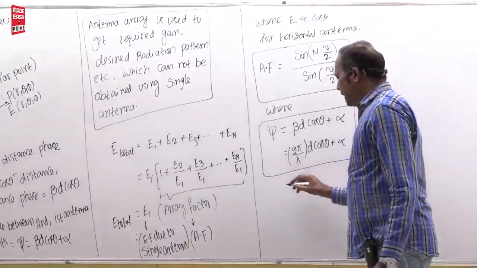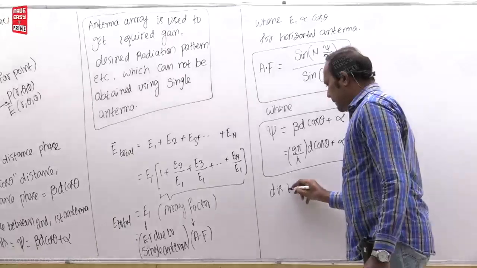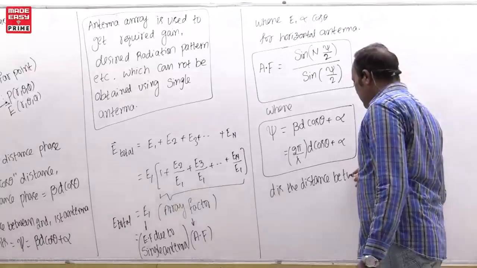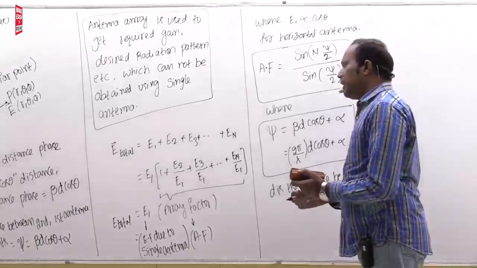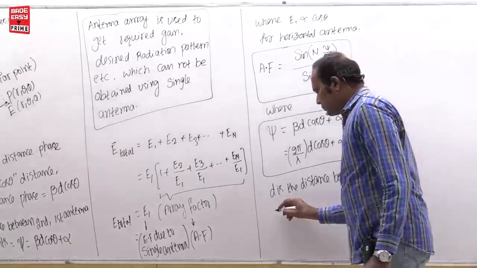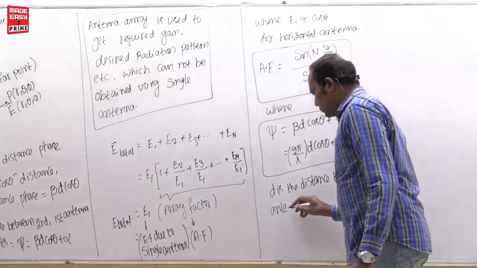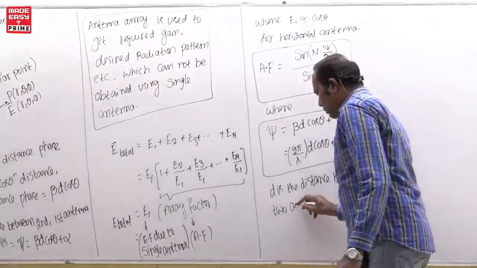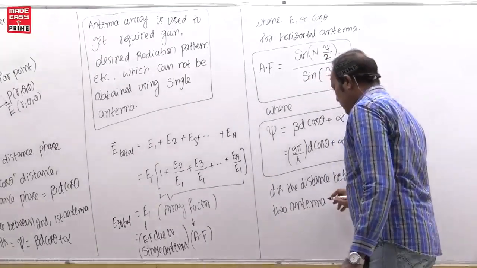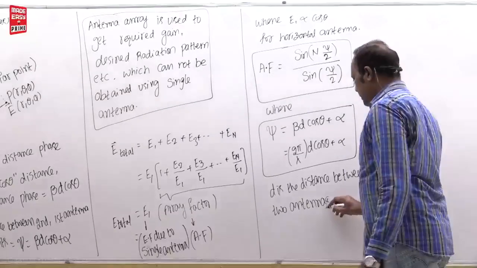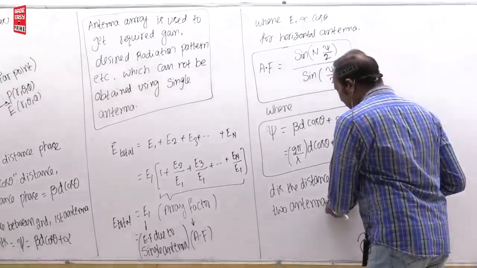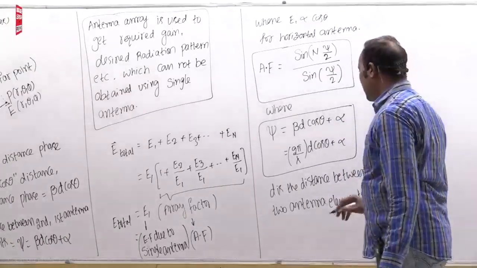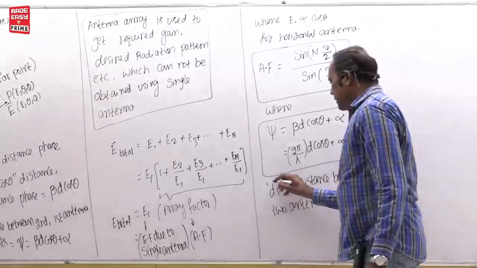So d is the distance between two antennas, right? Two antenna elements, you say. Each antenna is actually called an element here. So d is the distance between two antenna elements.